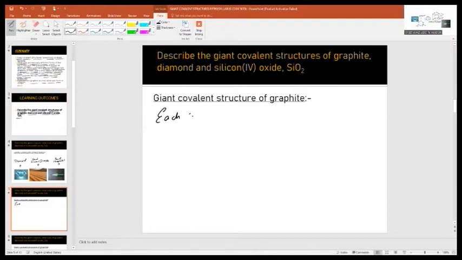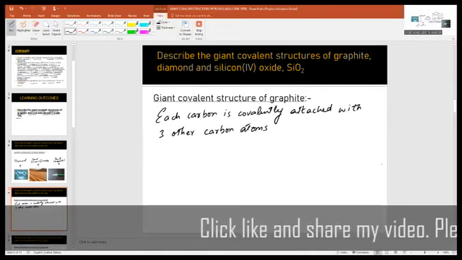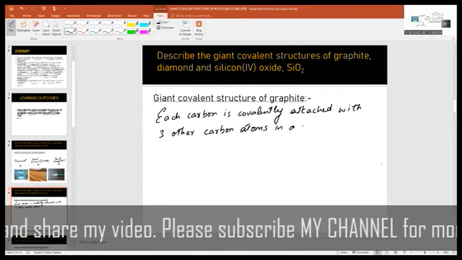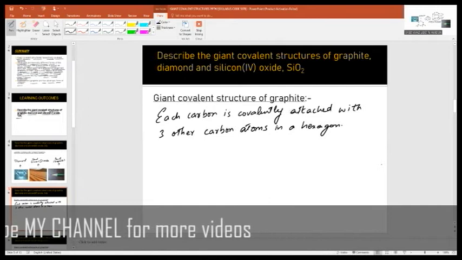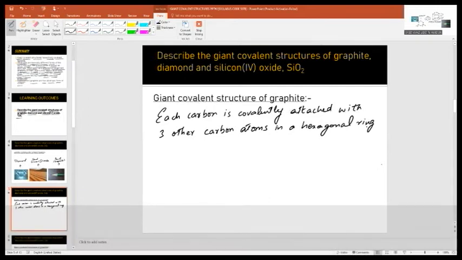Each carbon is covalently attached to 3 other carbon atoms in a hexagonal ring in a giant crystal lattice.